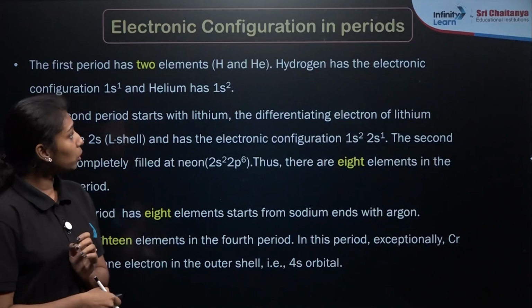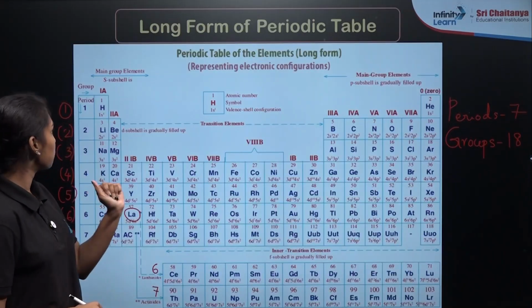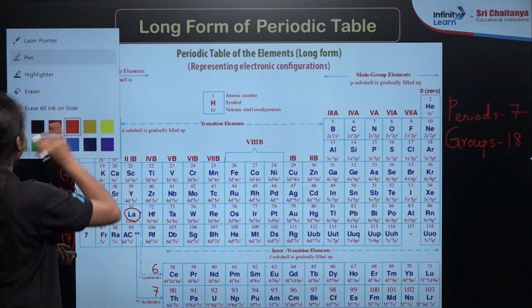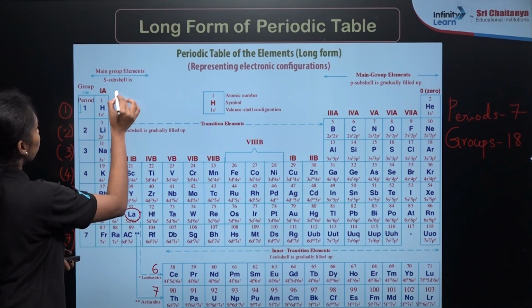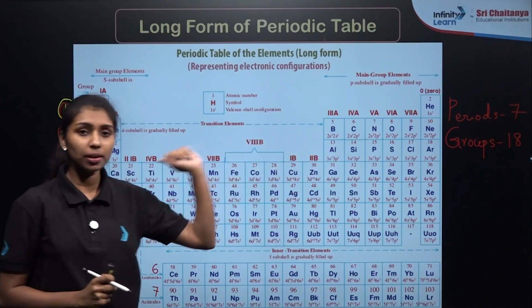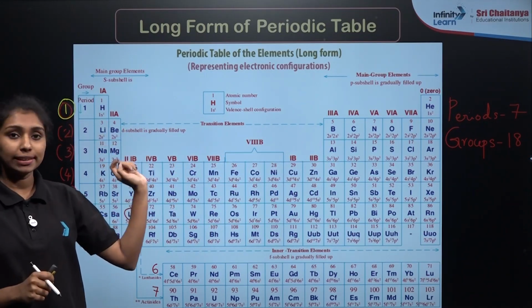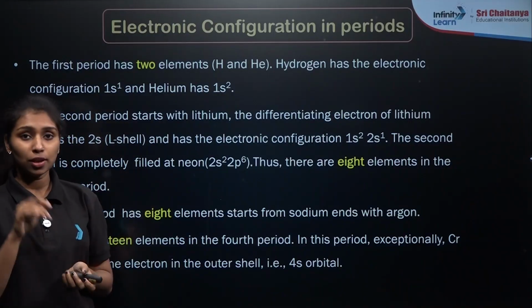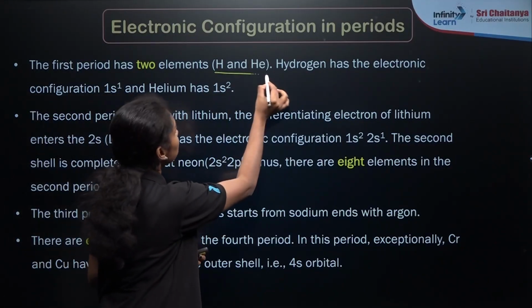So if you are asking about the first period, right? If you are asking about the first period, what are you observing here? This is our first period, right? I will highlight here. So this is our first period. So what are the elements present in the first period? Only 2 elements, right? That is hydrogen and helium. So 2 elements are present in the case of the first period, that is hydrogen and helium.